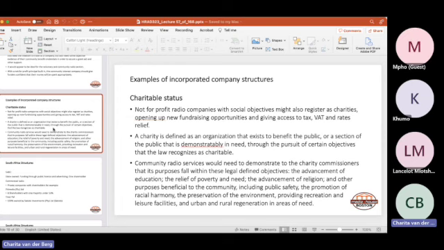So Ofcom is one of the biggest, what do you call them? Radio enterprises in the UK.